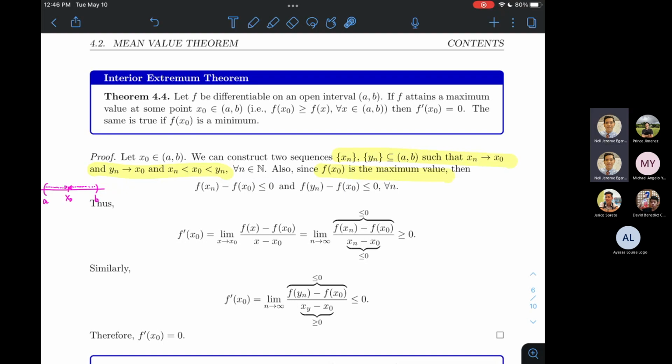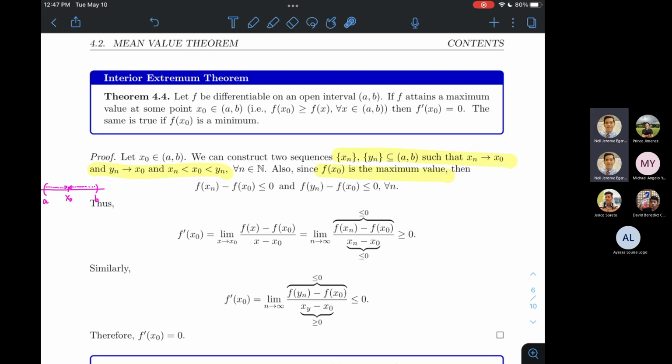Pero gagamitin ko yung sequential criterion. But keeping in mind, dapat nag-exist yung limit na to. So that means if this exists, then this could be f prime of x sub 0. Pero by the sequential criterion para sa limit ng isang function, kung ano ang limit ng function na to, siya din yung limit ng sequence ng function values na nagko-converge kay x sub n. Okay? So, yung mga f of x, papalitan ko lang ng f of x sub n, kukunin ko yung sequence na to, titingnan ko saan nagko-converge yung sequence na yan.